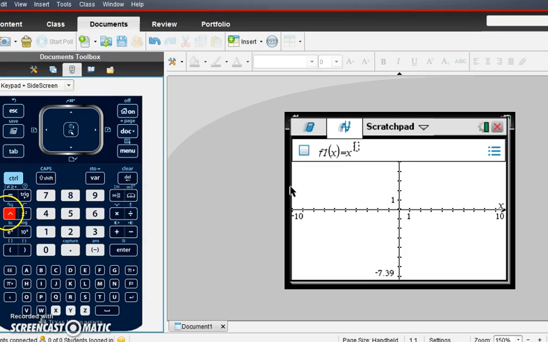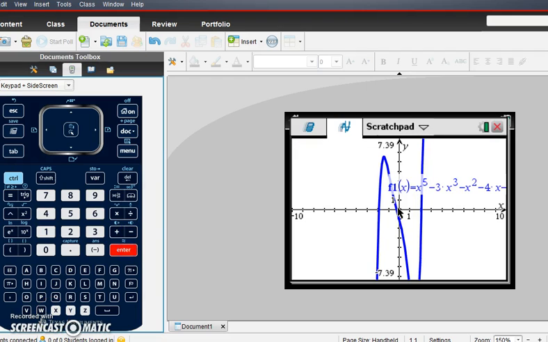x to the 5th power minus 3x to the 3rd minus x squared minus 4x minus 1.